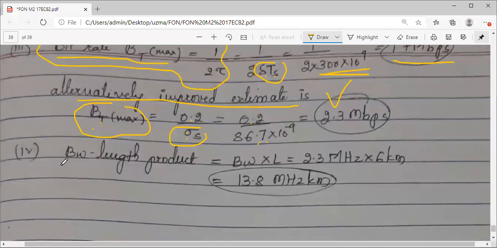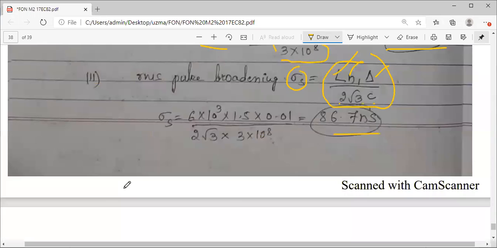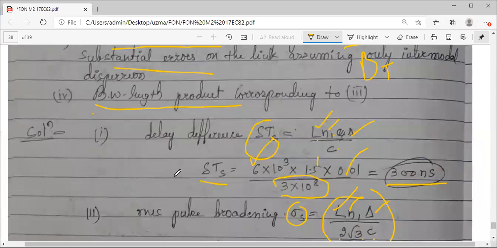And the final one, the bandwidth length product you want. What is the bandwidth you got just now? The bit rate is 2.3 Mbps and the length is given as 6 kilometers. So it is 13.8 megahertz kilometer. Megahertz is the bandwidth unit, length is kilometer. So this is a simple problem. You feel the problems are very simple.